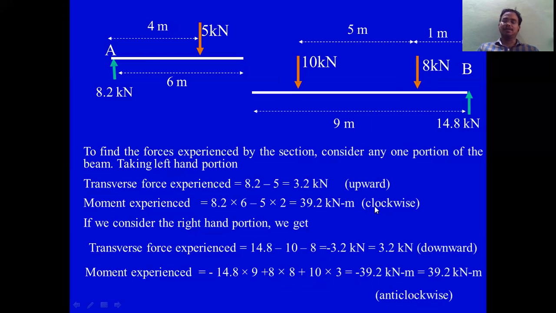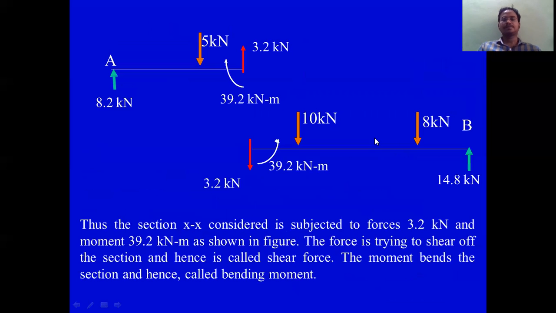We got clockwise here, and on the other side it is anti-clockwise. While we are finding the shear forces, there is no need to calculate twice. You can select any one and do the calculation. That is shown here: 3.2 kilonewton upward and the bending moment is clockwise; 3.2 kilonewton downward and the bending moment is anti-clockwise. These two are reaction forces to each other. One is action, the other is reaction.